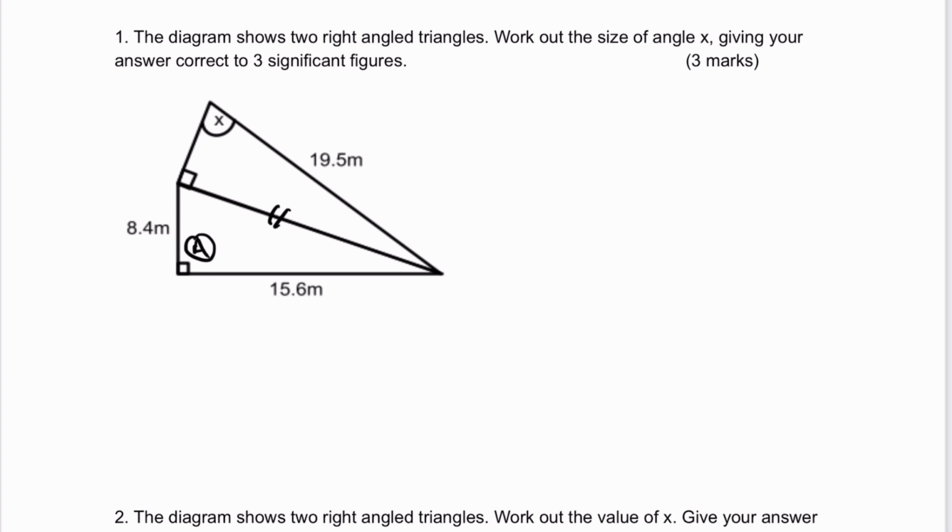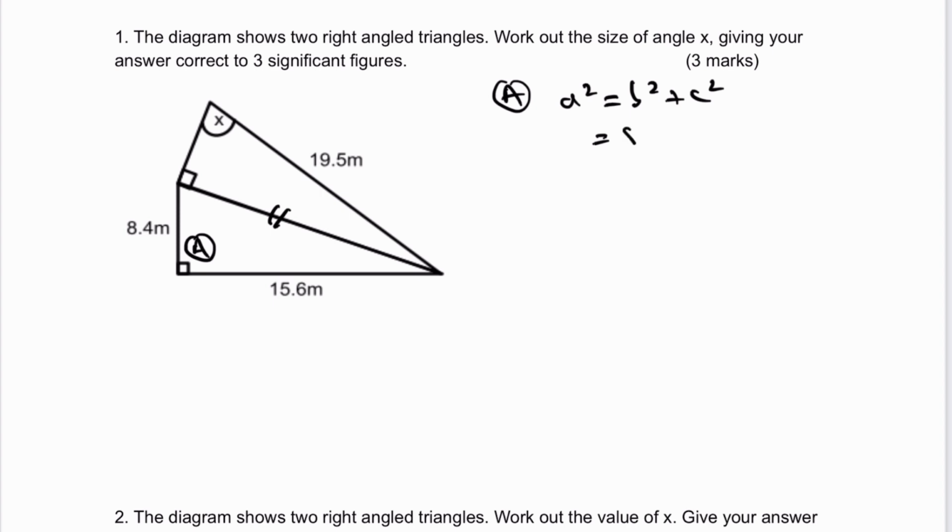So what I'm going to do is I'm firstly going to look at triangle A on its own, and I'm going to use Pythagoras: a squared equals b squared plus c squared. Now you might use c squared equals a squared plus b squared. That's perfectly fine, doesn't really matter. What we're basically saying is the square of the hypotenuse, which is the long line that we're looking at, is equal to the sum of the squares of the other two sides.